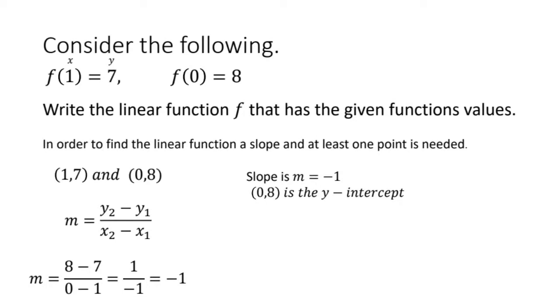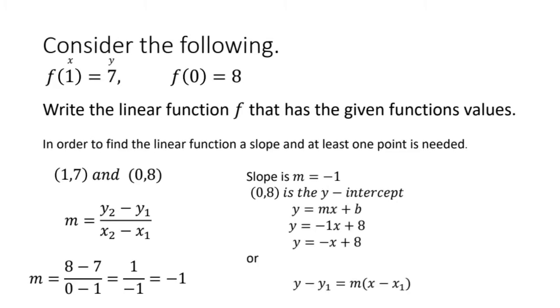So now that I have my slope, I can substitute one of these points. It doesn't matter which one. I like to pick the easiest one. Since 0 is easy to work with, I'm going to pick this point to get my y-intercept, my b value, for my slope-intercept form, right? This is the equation of the slope-intercept form.